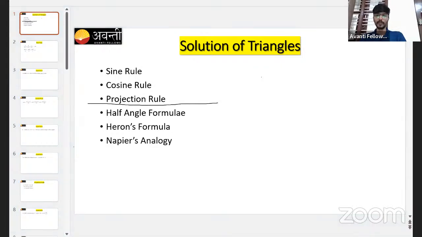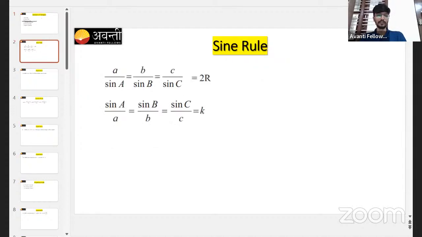You all must be knowing what is sine rule. Correct? So what is sine rule? Sine rule is basically a upon sine A is equal to b upon sine B is equal to c upon sine C, is equal to 2R. We generally don't use 2R. Basically, we use lambda.